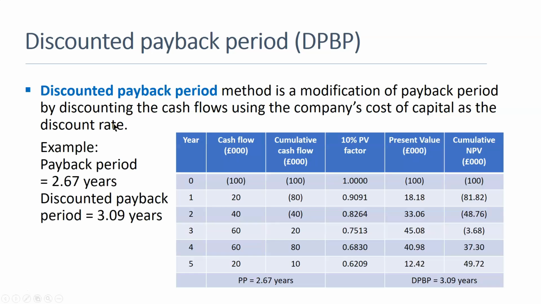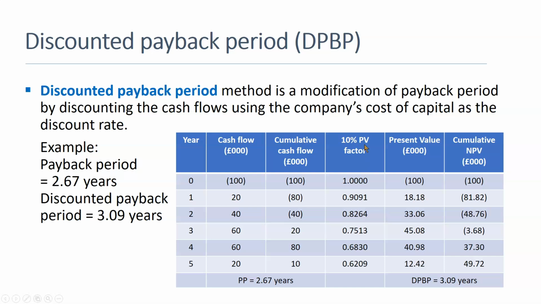Let me give you an example. Let's imagine that we are dealing with a project which will last for 5 years. It requires an initial investment of £100,000 and it will generate certain cash inflows. If we calculate the cumulative cash flows using a traditional method, we will calculate the payback, which is equal to 2.67 years, so about 2 years and 8 months.